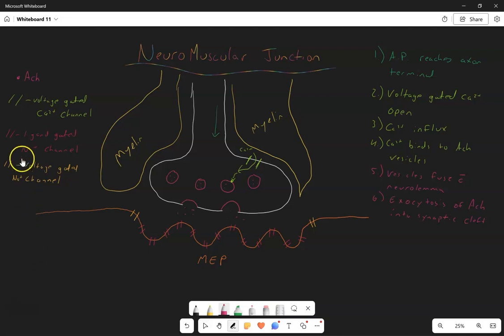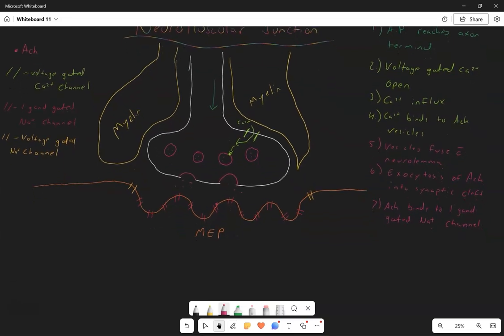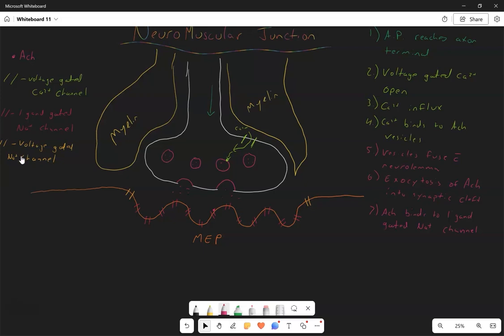Okay? So when acetylcholine gets moved into that synaptic cleft, it's going to come over and bind to that ligand-gated sodium channel. So step 7 here, we're going to put ACh binds to ligand-gated sodium channel. Okay. I'm going to just move this up a little bit so we can get more room to write.